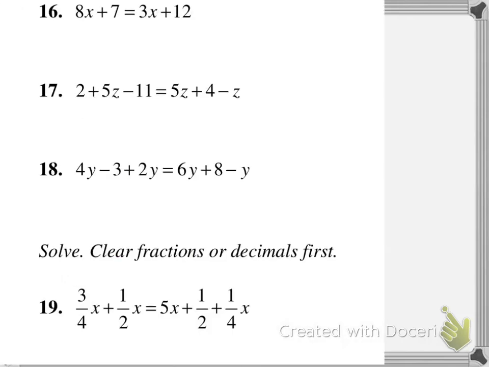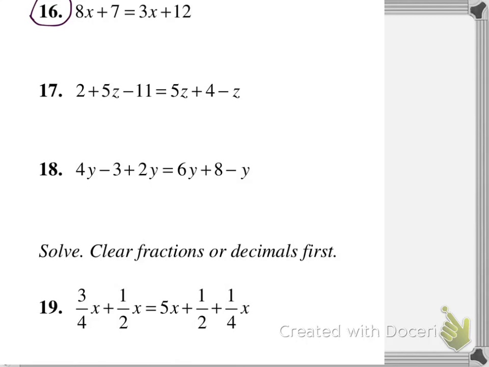Now these are getting into simplifying. We might have some like terms, but you're also going to start seeing variables on both sides. So we're going to have to address that issue. So let's start off with 16. If I look at the left side, 8x plus 7, I can't combine those. And if I look at the right side, 3x plus 12, I cannot combine those either. So this is completely simplified. However, I do have x terms on both sides, and you can't solve for a variable or isolate a variable when it's in 2 different places.